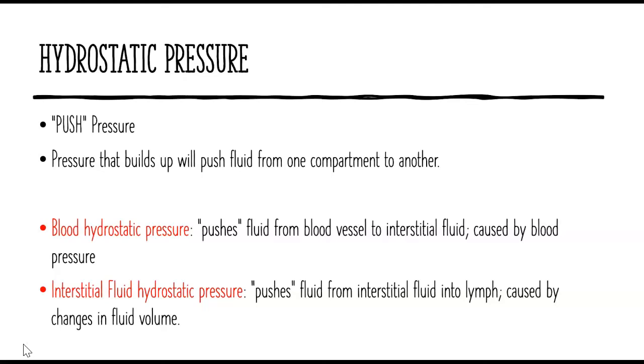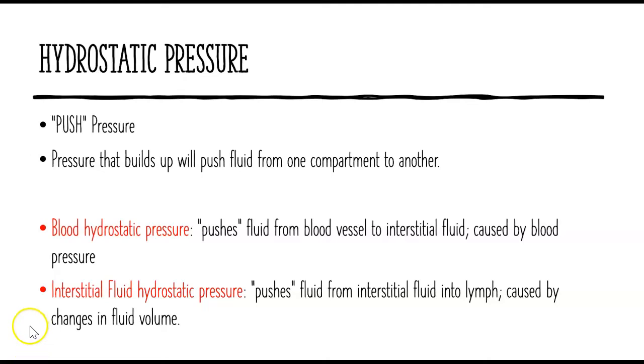There are two types of hydrostatic pressure that we talk about. Blood hydrostatic pressure. This is going to push fluid from the blood vessels to the interstitial fluid, and this is caused purely by blood pressure. And then interstitial fluid hydrostatic pressure, which is going to push fluid from the interstitial fluid into the lymph. And this is going to be caused by changes in fluid volume.